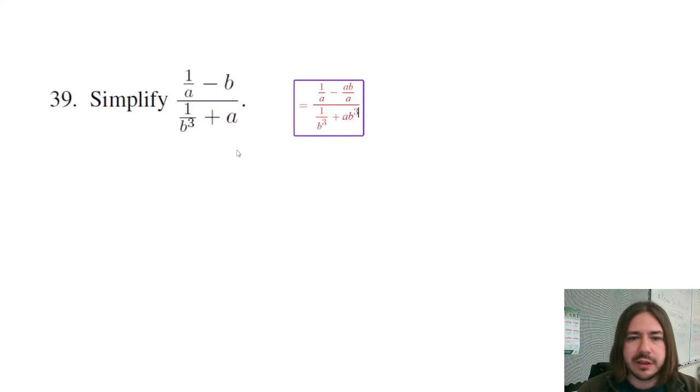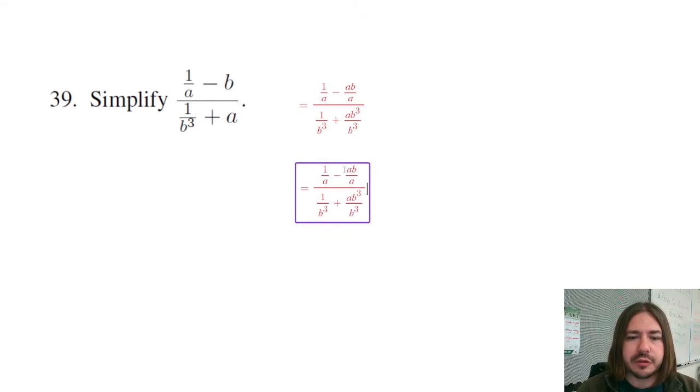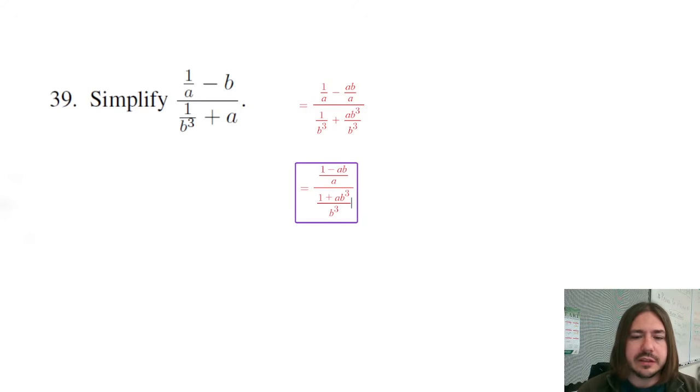So I'm going to multiply this by b cubed over b cubed, and now I can start putting these fractions together. For the numerator, my common denominator is a, so I can just combine these as 1 minus ab all over a. And do something similar here with the denominator. The common denominator is b cubed, so I can combine this as 1 plus ab cubed all over b cubed. Now I can divide these two fractions.